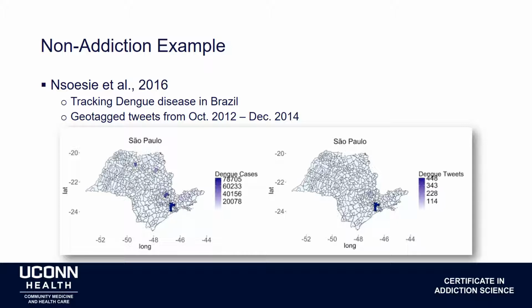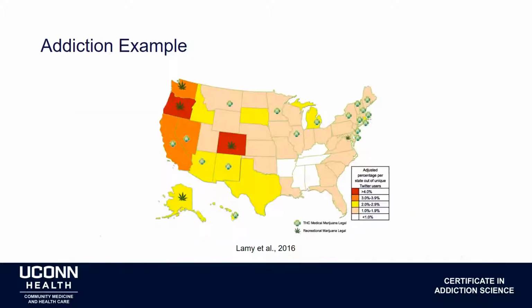And you can see the dark blue neighborhoods are where there were the most cases. They also tracked the number of tweets on Twitter that were talking about dengue fever in the city by neighborhood. And again, you can see there's very good overlap between the dark neighborhoods for the dengue fever cases as well as the dark neighborhoods for the dengue tweets. There's a very strong correlation. So this is one example, outside of addiction, where we can use social media to track a disease, an epidemic of disease as it's occurring or even before.